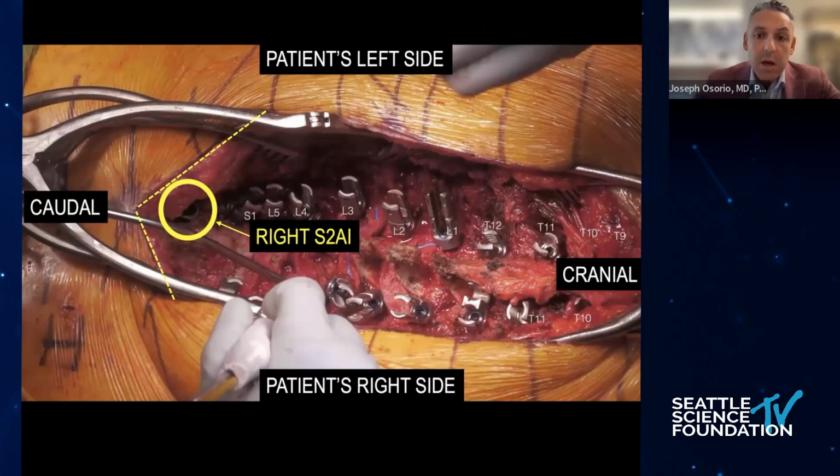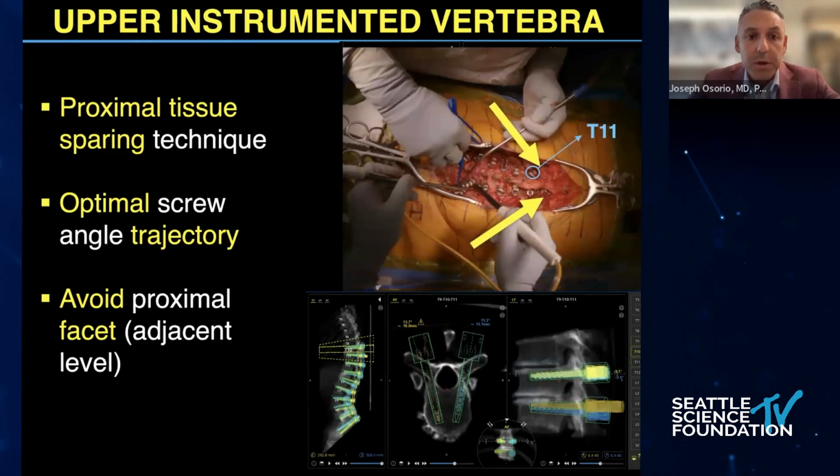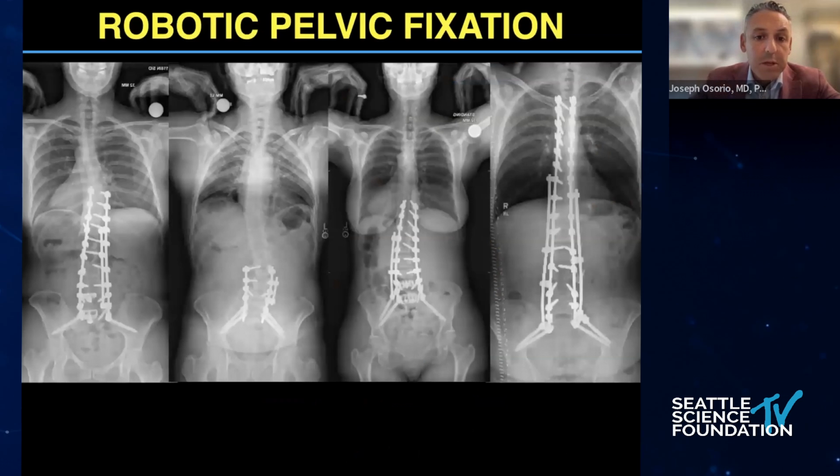That takes time. If you think about time, blood loss, small gains for big cases make a big difference. And you can see on the right side of the image, I've gone transfascial to spare that proximal tissue, which maybe could have an impact on my adjacent segment disease or failure. Also, in the upper instrumented vertebra, for these cases, not only am I sparing tissue, but I'm choosing the optimal screw trajectory. For me, often I may actually point that screw down, and some people feel like that is advantageous to prevent PJK and stress.